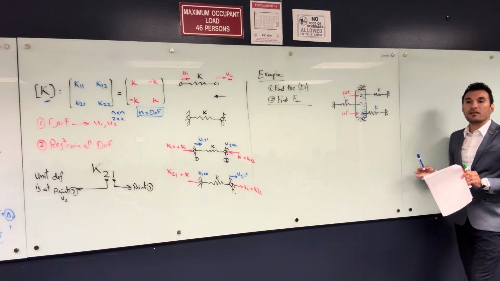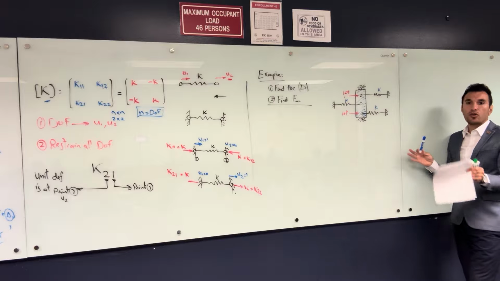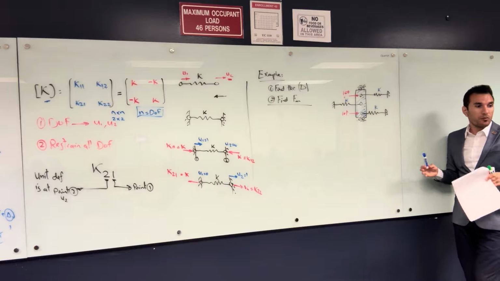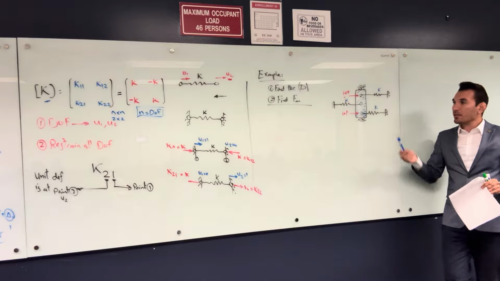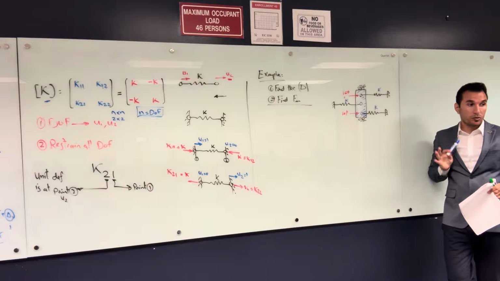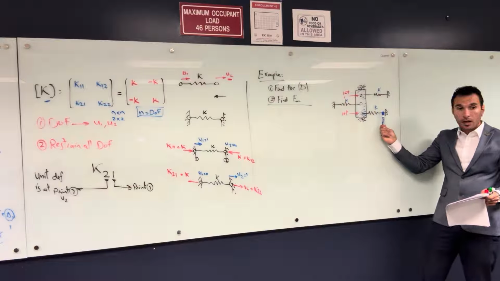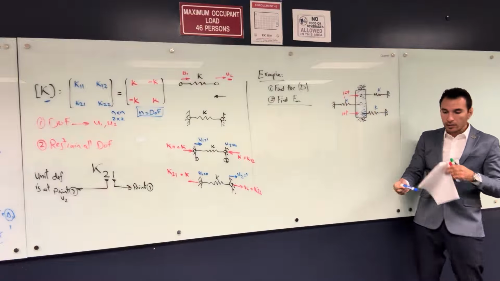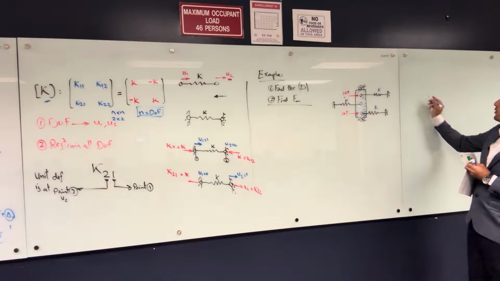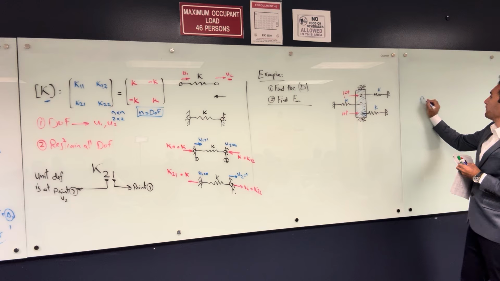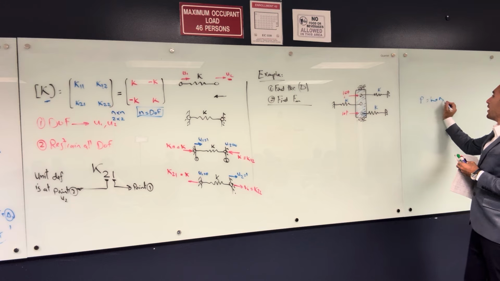And they are all in parallel, so the total stiffness of this structure is 3K. Do you remember that when we have parallel springs, it's K plus K plus K. So 3K is the total stiffness, and the total force in the direction of the movement is 20. So basically you are going to say P equals K multiplied by delta.